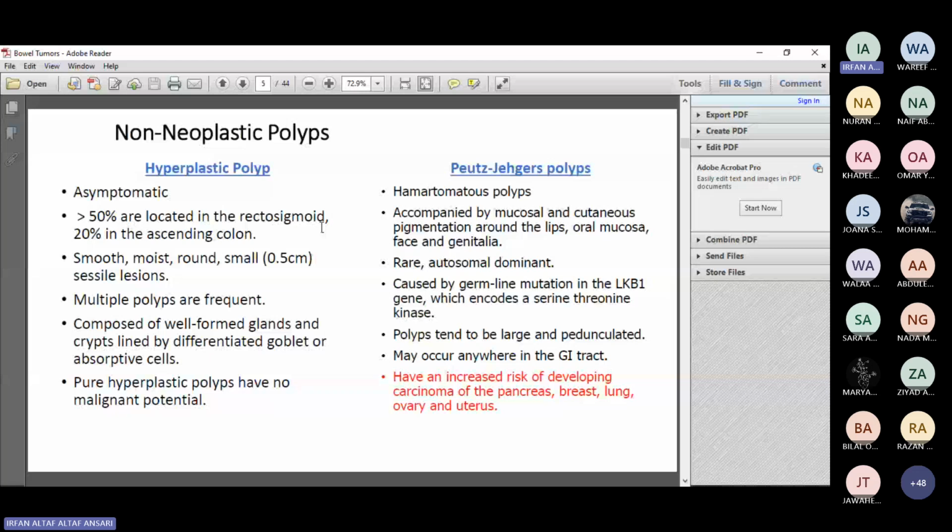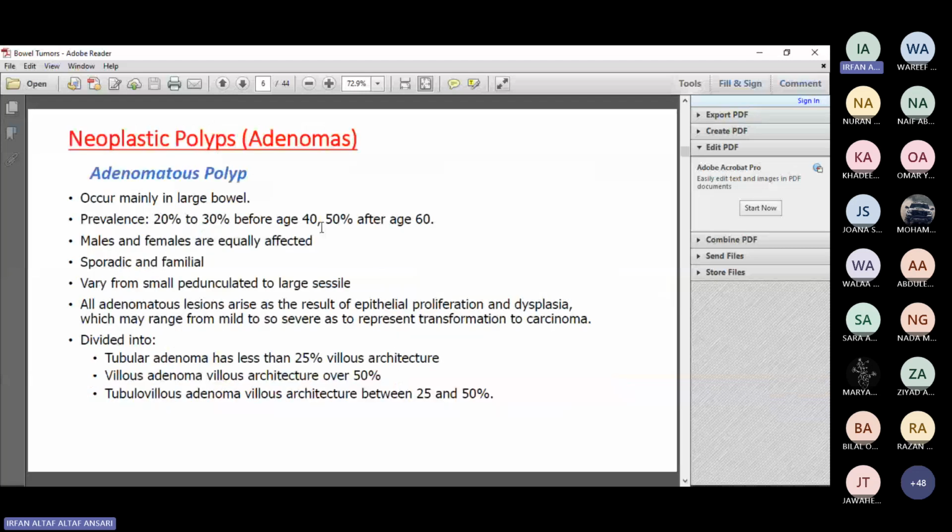Now we go to the neoplastic polyp. This can be benign or malignant. The benign one is the adenoma, or adenomatous polyp. They are commonly seen in the large bowel. They can be seen in 20 to 30% before the age of 40, and as we grow old their incidence also increases. 50% can be seen at the age of 40.